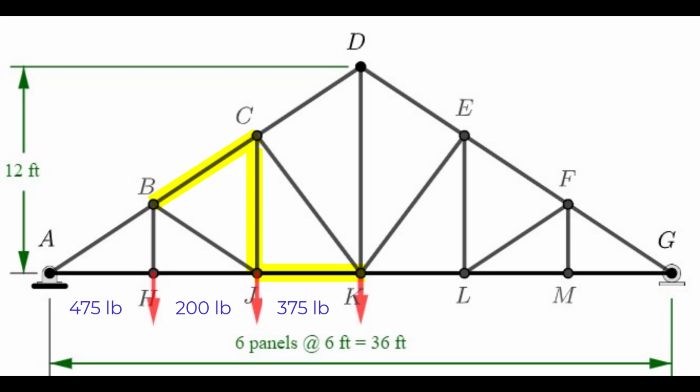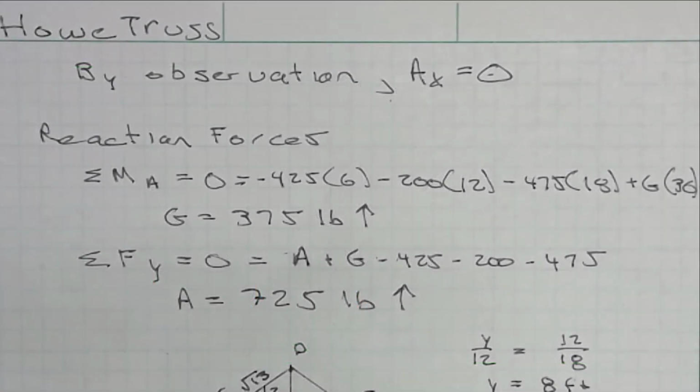tension or compression. The first step we're going to do is determine the reactionary forces at A and G. By observation, A sub x is 0, so we don't have to contend with that because there are no other forces in the x. We'll use the summation of moments at A to determine G, and we get 375 pounds in the upper direction. Summation of the forces in Y yields A of 725 pounds.